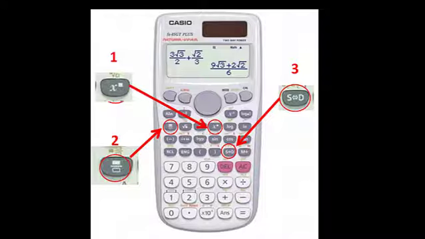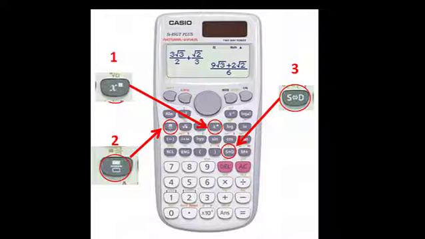Okay, just to highlight a few of the more useful functions on a basic scientific calculator. Yours may look a bit different from this, but you should have these three keys that I'm particularly highlighting. Key 1 is where we raise things to the power. You see there's a sort of box above the x.